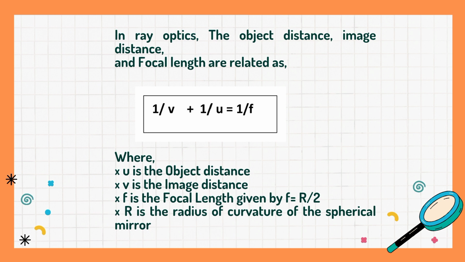Here's what each term stands for. u is the object distance, or where the object is placed. v is the image distance, or where the image appears. And f is the focal length of the mirror, given by f = R/2, where R is the radius of curvature of the spherical mirror, the distance between the mirror surface and its center. The center of curvature is the midpoint of the mirror sphere.